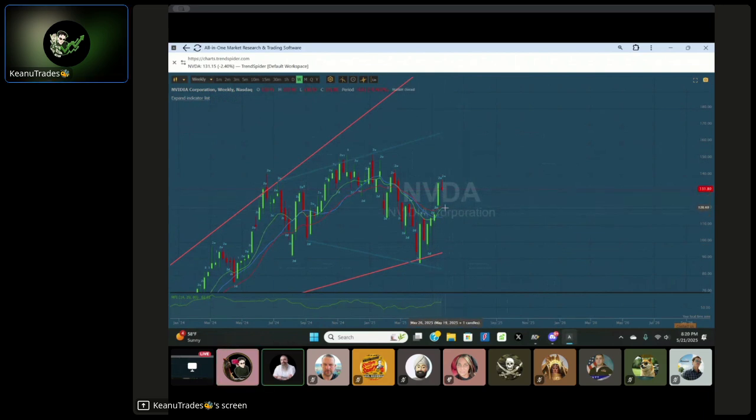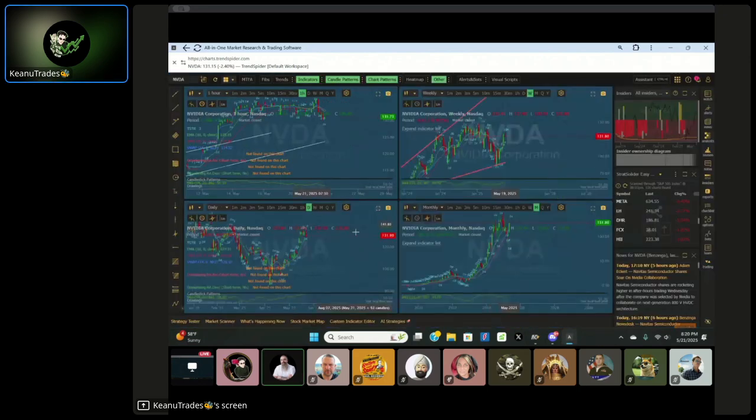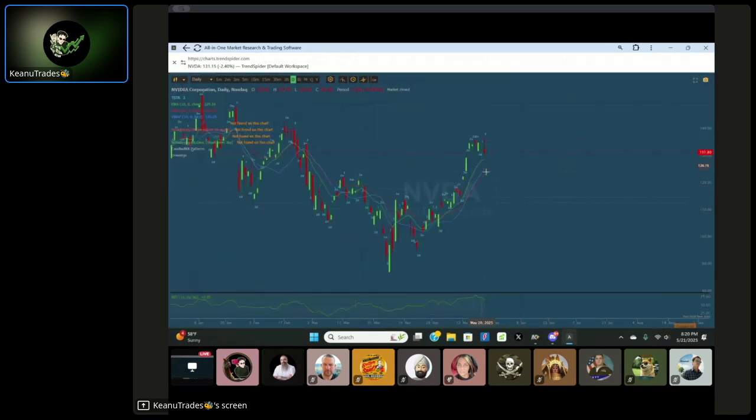Okay. And this is something I also talked about. It usually likes to come back and retest the 9. I don't care what chart, what time frame you're on, it will come back and retest the 9 daily. Look at this. So I suspect tomorrow we come down into the under 130. This is starting to roll over.